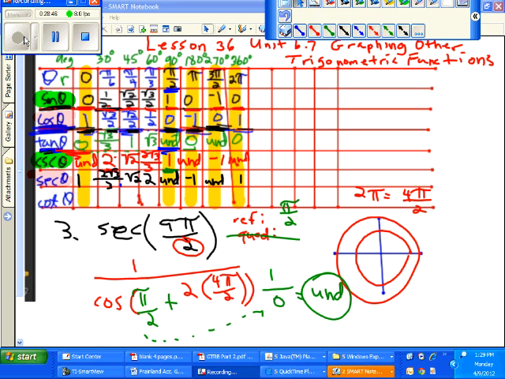Any questions on the first 3? So we have to really still know our chart up there from memory. And we've got to understand that we're taking out all the way around, and we've got to know something about fractions to be able to convert 2 pi to 4 pi over 2 and take those out. Any questions so far? Okay.